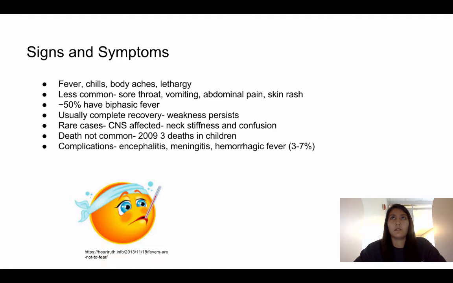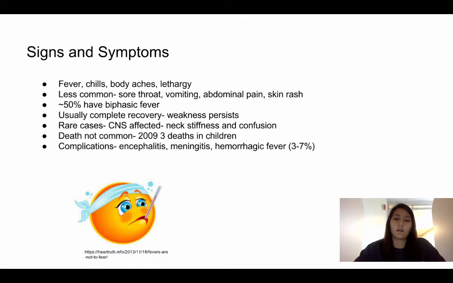But with adults, you'll see a lot of them will have weakness after they recover from the disease for a couple months. They'll just get tired really easily, but it eventually goes away. In really rare cases, the central nervous system is affected, where you'll sometimes see neck stiffness and even confusion. But again, not very common, so it's not a huge concern.